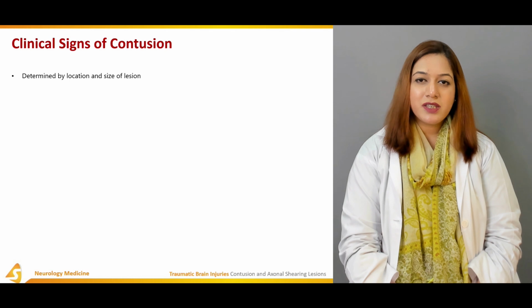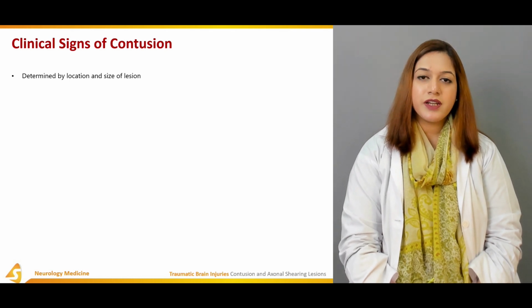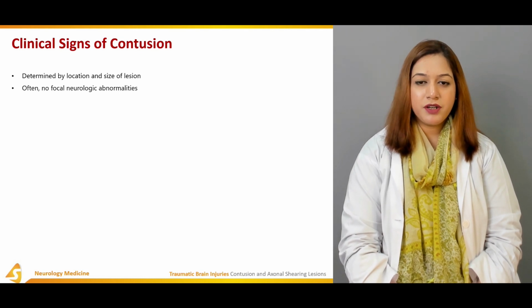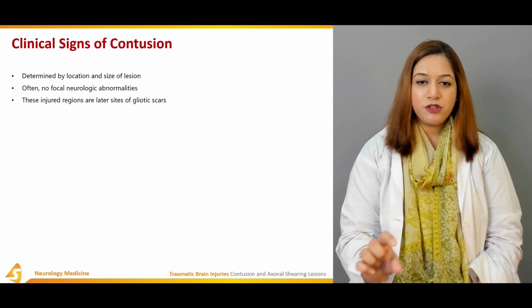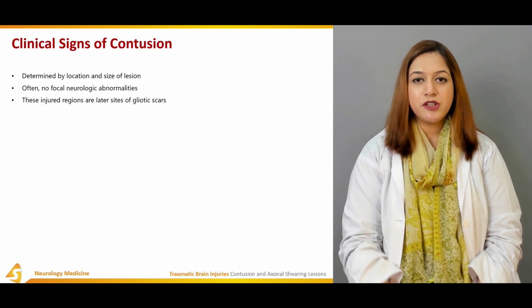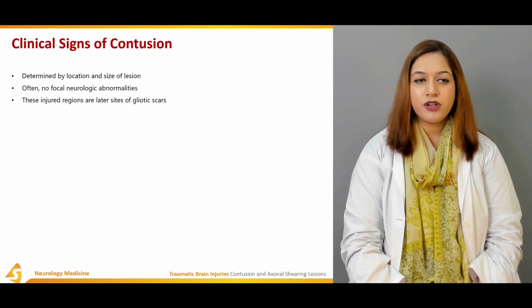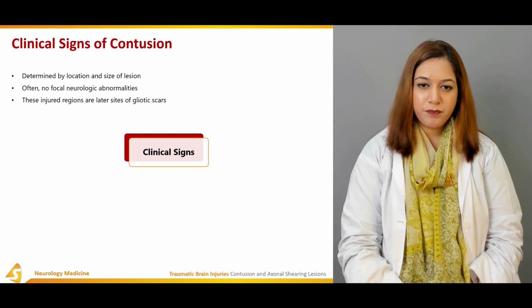Now, what are the clinical signs of contusion? They are mainly determined by the location and size of the lesion. Often, no focal neurological abnormalities are found in case of contusions, but the injured regions later become the sites of gliotic scars, which are the main cause of epilepsy in these patients.